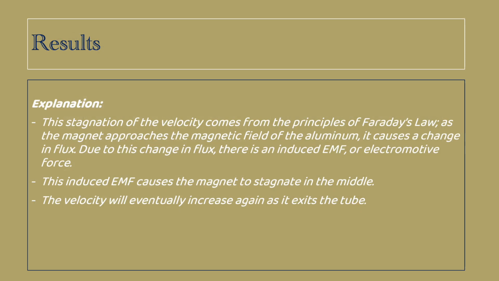An explanation for these results would be that the stagnation of the velocity comes from the principles of Faraday's law. As the magnet approaches the magnetic field of the aluminum, it causes a change in flux. Due to the change in the flux, there's an induced EMF, or electromotive force. This induced EMF causes the magnet to stagnate in the middle, and the velocity will eventually increase again as it exits the tube.